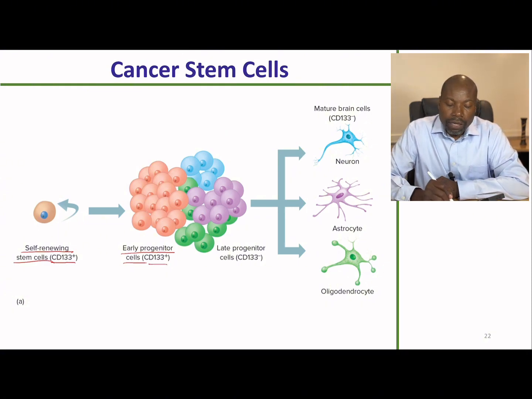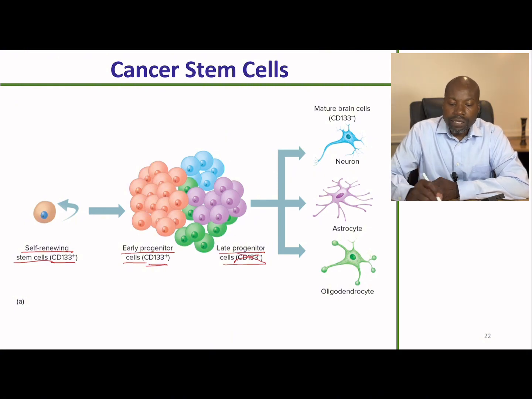So in early progenitor cells, we have the gene CD133 plus, while in the late progenitor cells, we have the loss in the activity of that gene. That loss in the activity of that gene, it's a problem that actually ultimately is going to lead to uncontrolled cell division, right? So we're going to have, that is not correct.